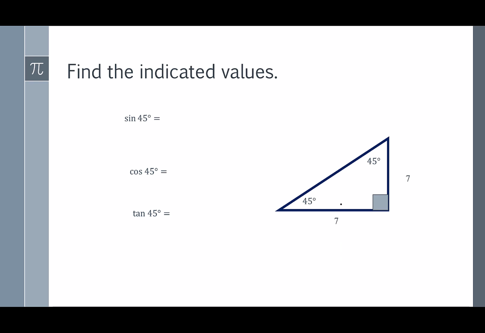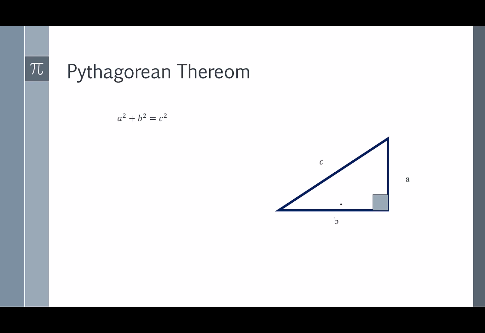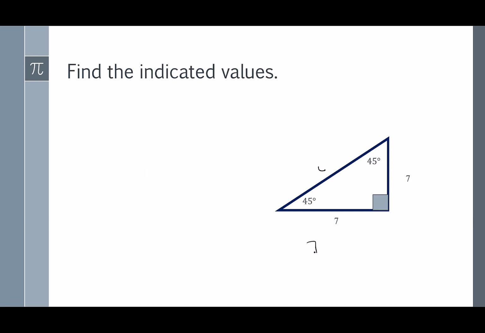Lastly, we need to find the hypotenuse. To find the hypotenuse, we need to use the Pythagorean theorem. The Pythagorean theorem says that a squared plus b squared equals c squared, where c is the hypotenuse. In our case, we have 7, 7, and a missing side. 7 squared plus 7 squared will be equal to c squared. That says 49 plus 49 is c squared.